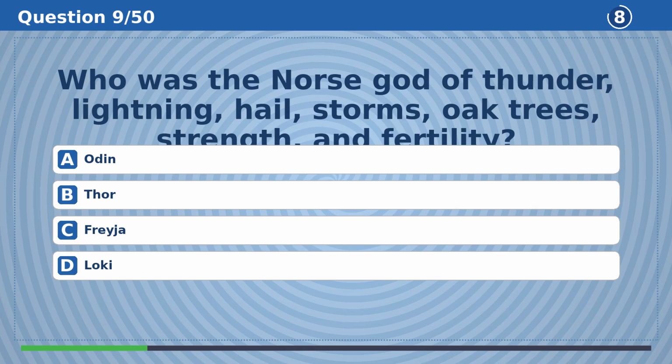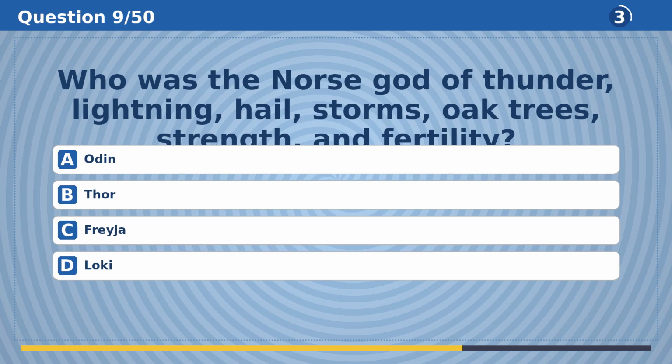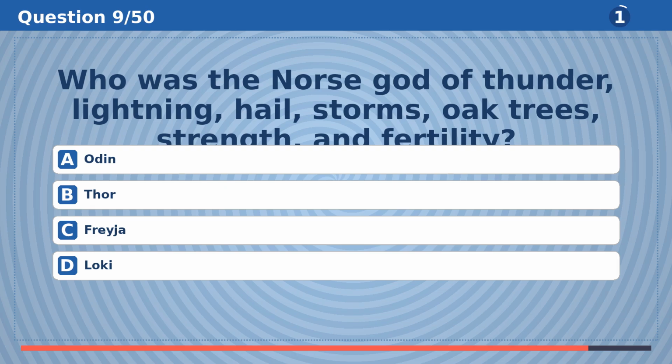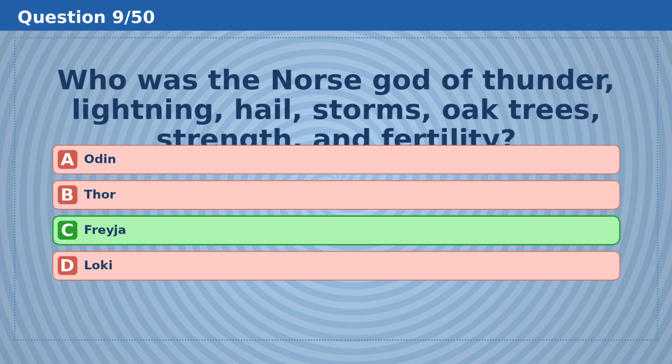Who was the Norse god of thunder, lightning, hail, storms, oak trees, strength, and fertility? The answer is C, Freya.